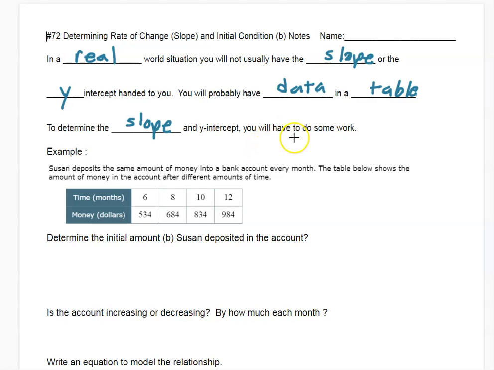Okay, so when we're doing this, remember, the slope is how much something's changing, and the y-intercept is where it began. So how much it changed, or how much it's changing each period, and then where it originally began. So let's take a look at a few examples.